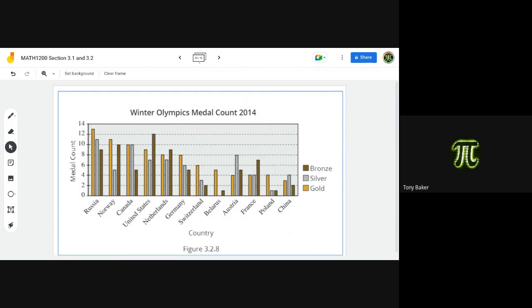The one nice thing about this one as compared to the other one is it's easy to tell who had the most bronze medals or who had the most silver medals because they're individually listed from the bottom. Okay. Those are bar graphs.